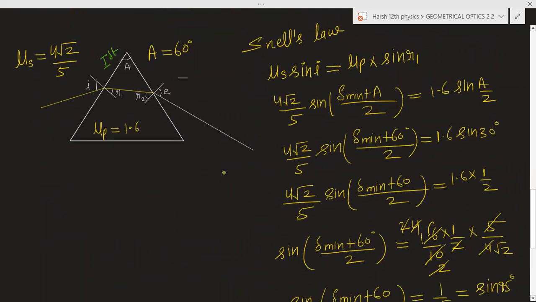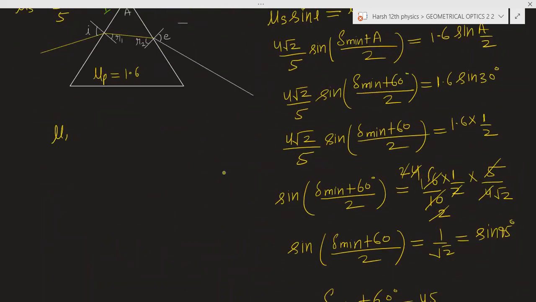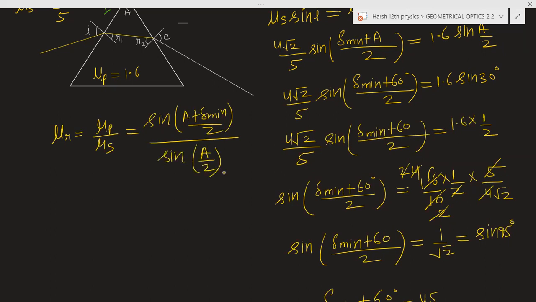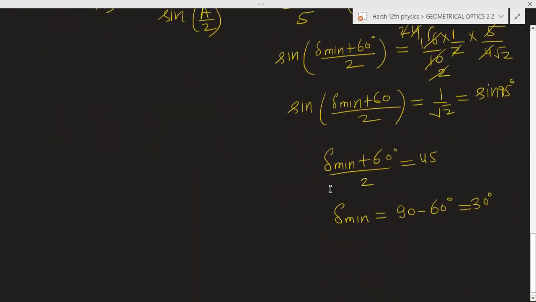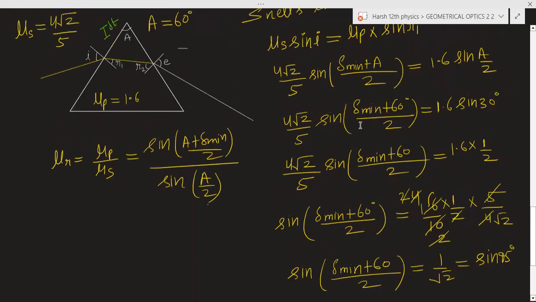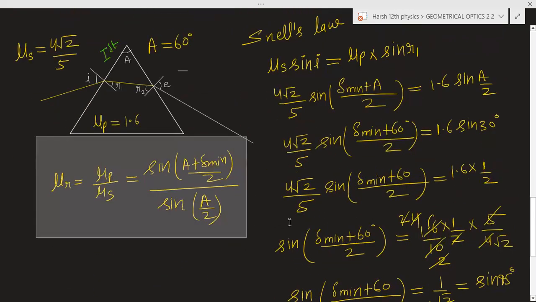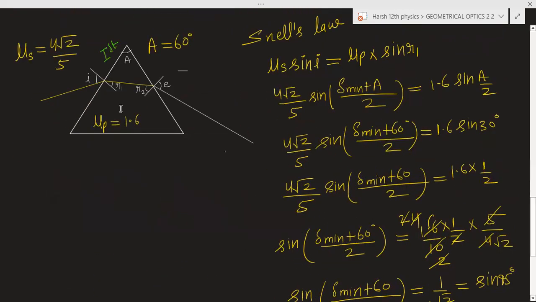Otherwise, if you write the relative refractive index, meaning the refractive index of the prism divided by the refractive index of the surrounding, then you will write the formula sine of (A plus delta minimum) by 2 over sine A by 2. In this way also you can solve it. If you have the knowledge, then I think it is a better way to solve. If you want to write this down, then you can.